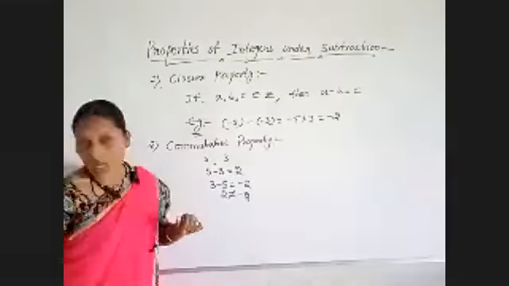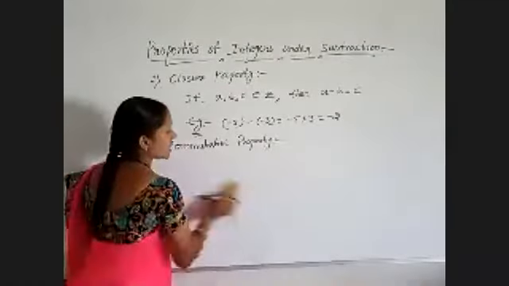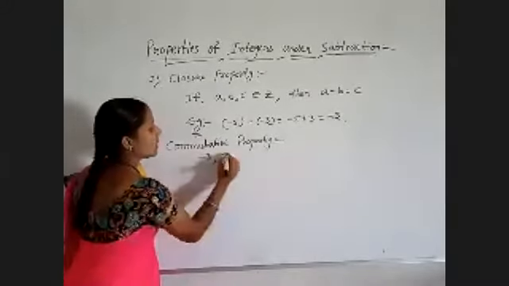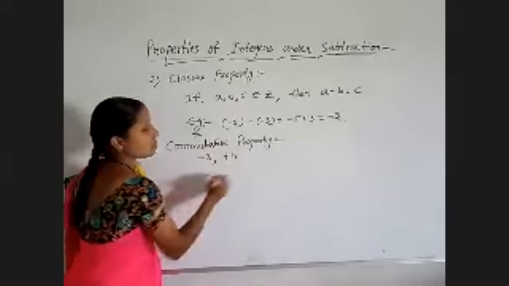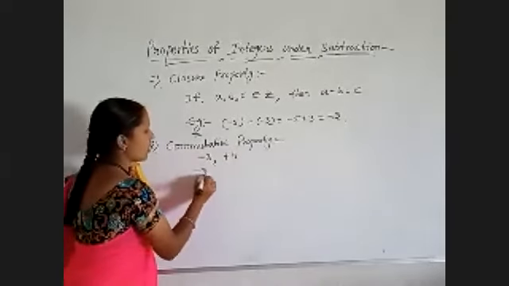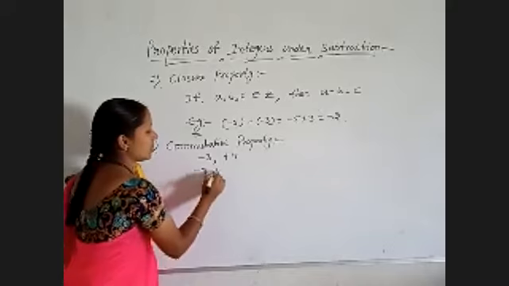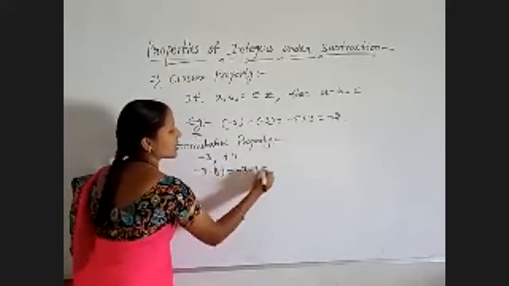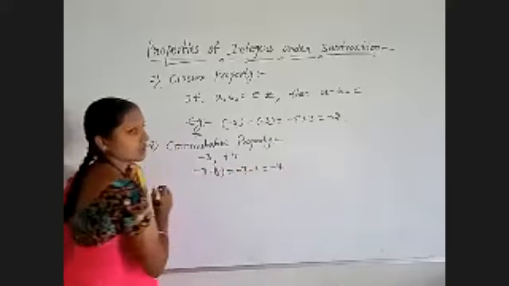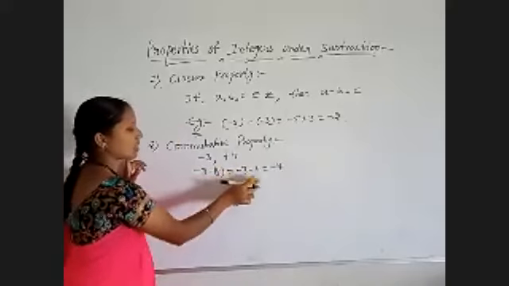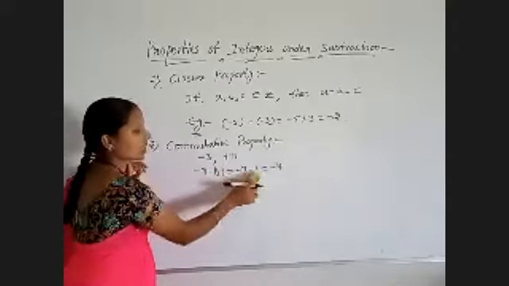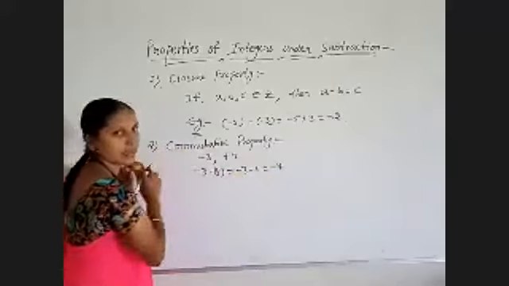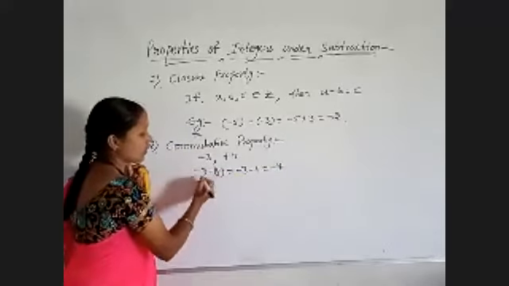Come across with another example. One is negative, one is positive: minus 3 comma plus 4. Find its difference. Minus 3 minus of plus 4 is equal to minus 3 minus 4, that is nothing but minus 7. How did we get this? Minus into plus is minus, so minus 4. Both are negative values, so we add and keep the minus sign, so minus 7.